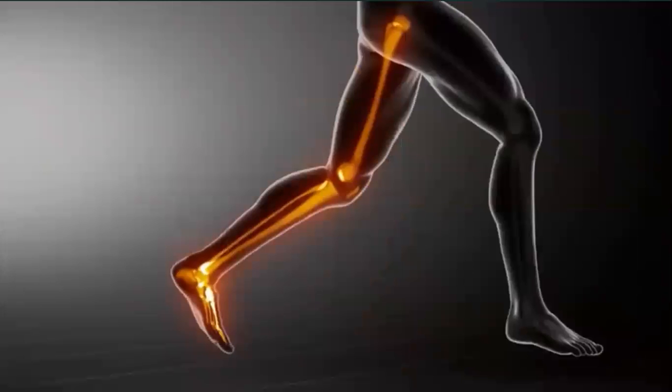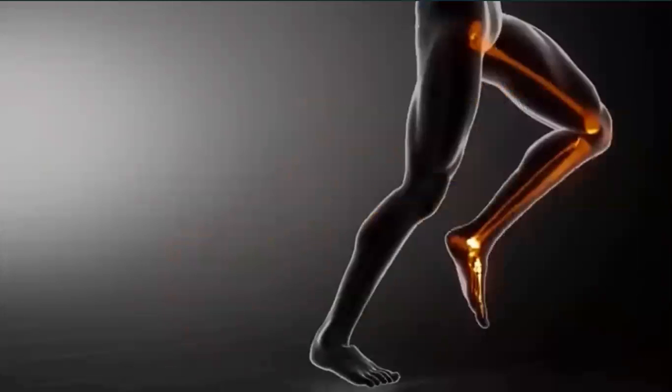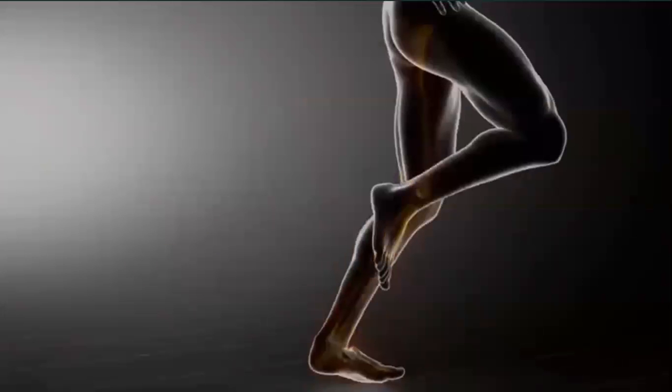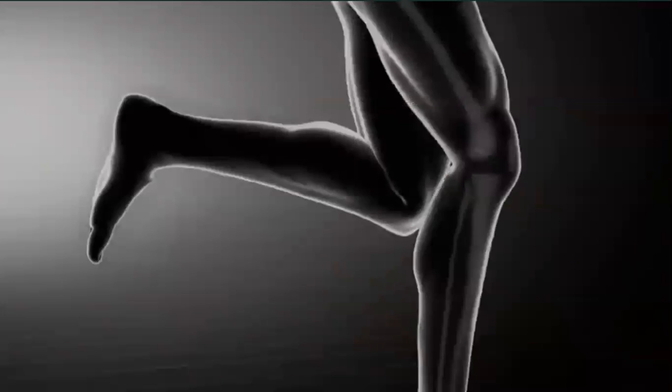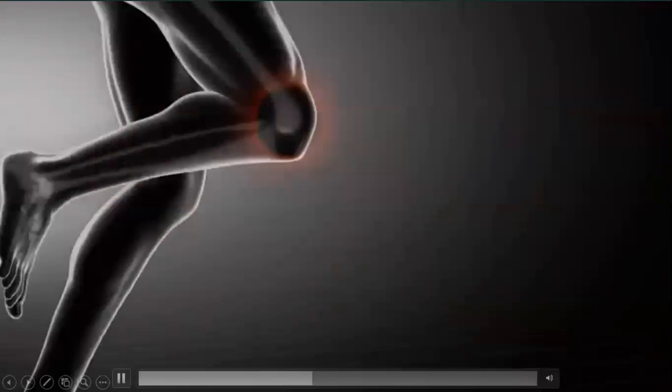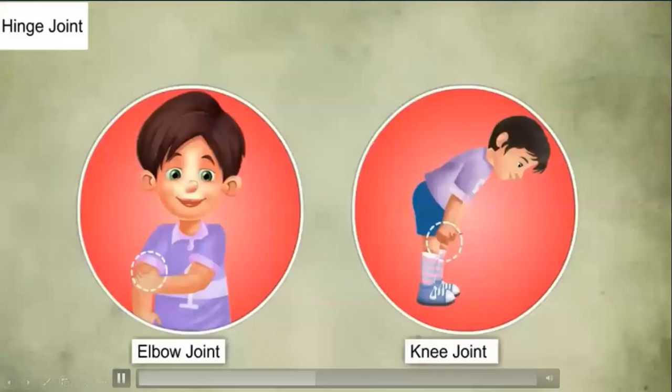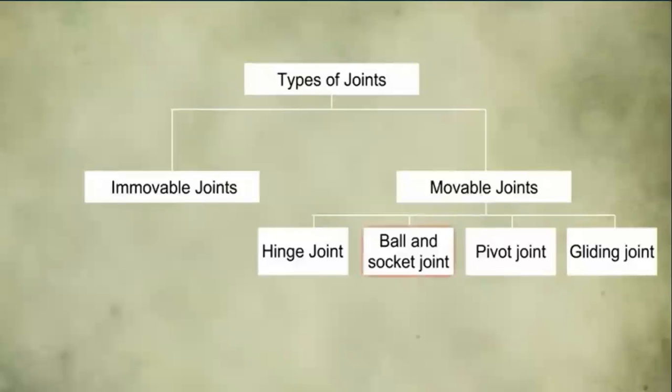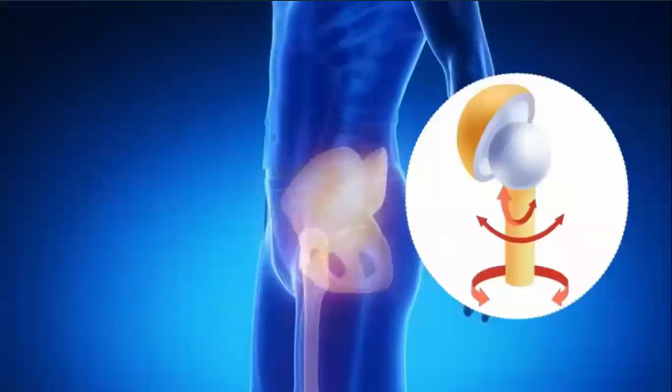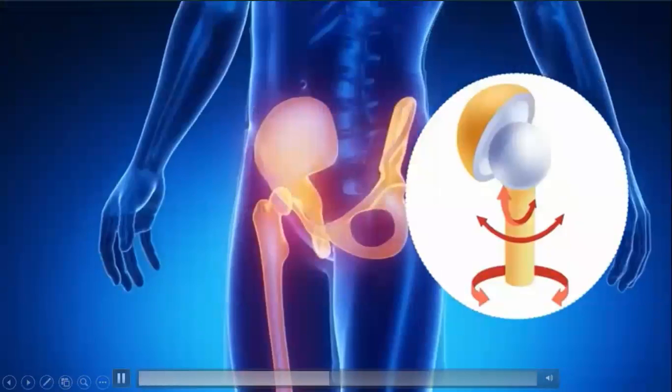While we are running, while we are walking, all this time the hinge joint comes into play. For example, the elbow joint and the knee joint are all examples of hinge joint. The second type is the ball and socket joint. Look, the ball is fitted into a socket portion.